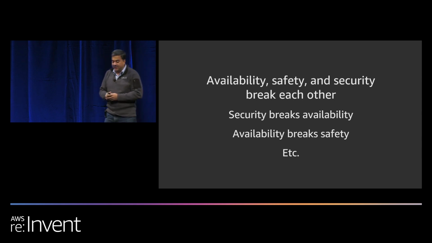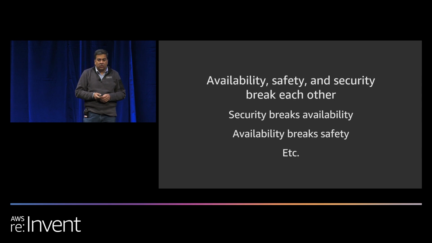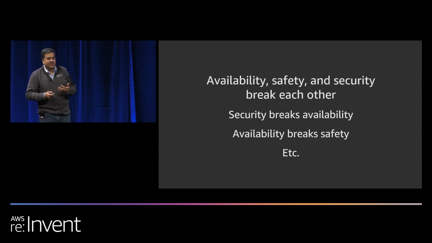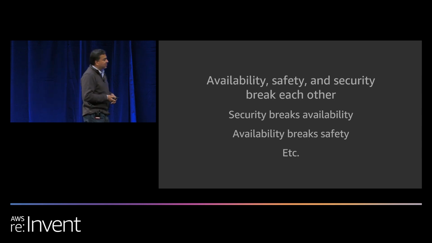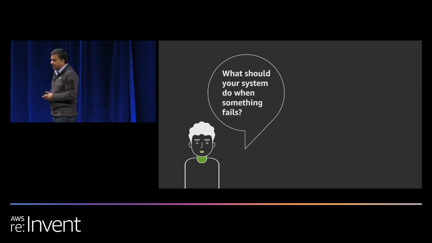So these are all interdependent and they break each other. So we have to build applications which are secure, resilient, and safe, right? So that's the goal here. The first important thing about continuous resilience is, how do we measure that risk, or what is the risk of continuing, right? So what happens if your system fails? What happens when something in your system fails, right?